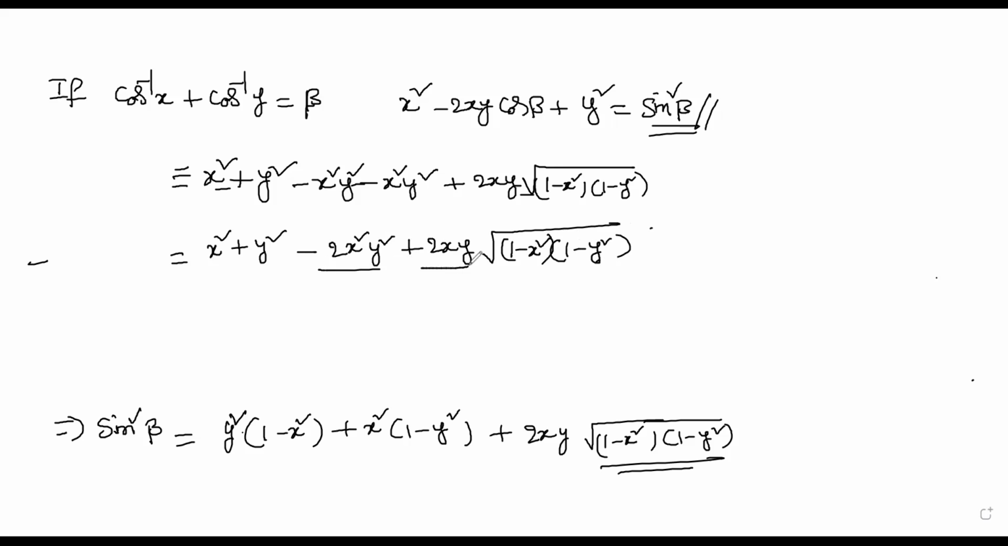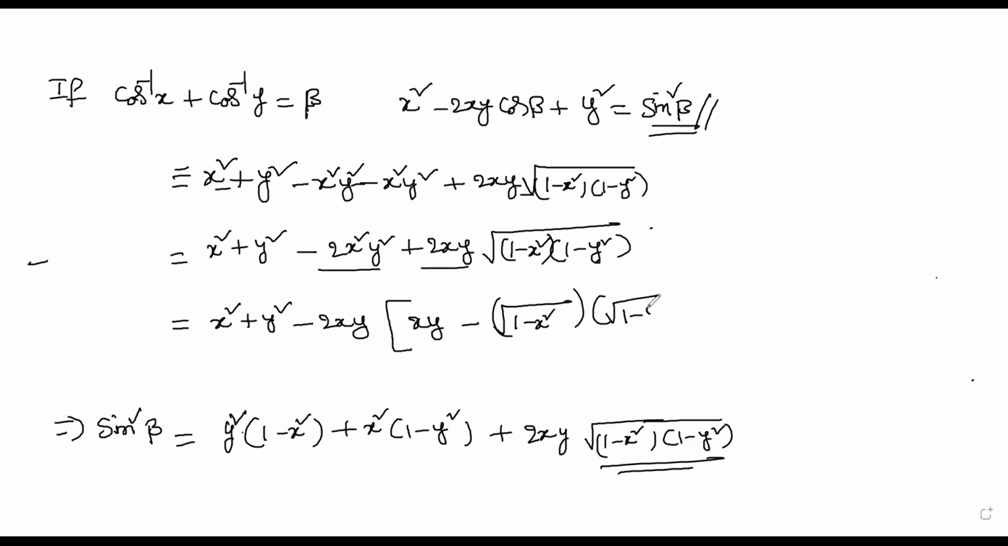And now out of these two terms, let's take 2xy as common. X square plus y square minus 2xy I will take common. If I take minus 2xy as common, I will end up with xy minus square root of 1 minus x square into square root of 1 minus y square. So this is what I end up with.